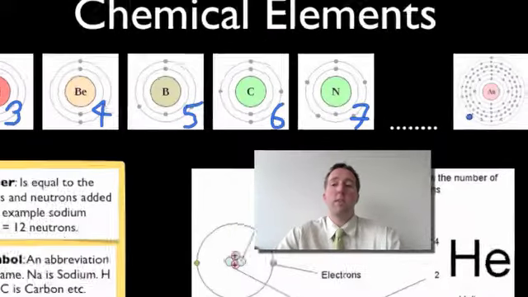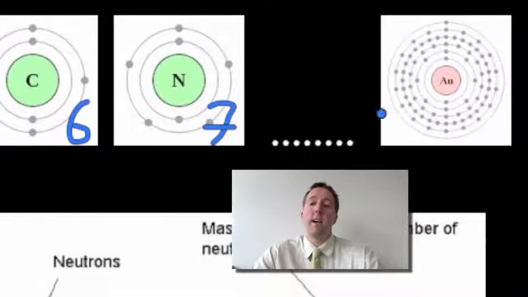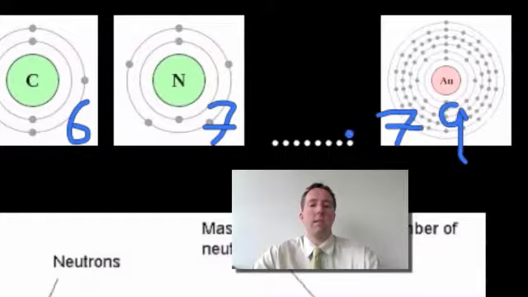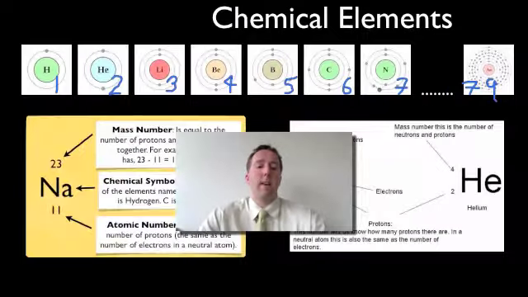8, 9, 10, 11, 12. This is actually gold over here. Gold has got 79 protons in its nucleus. And there's quite a number of elements, over 100 we've got so far.